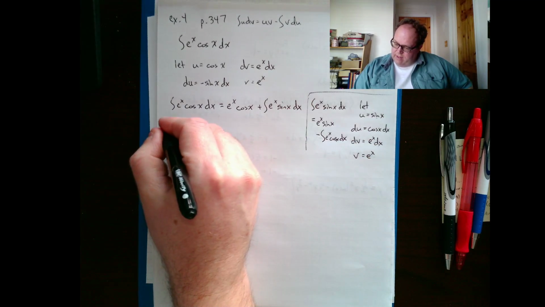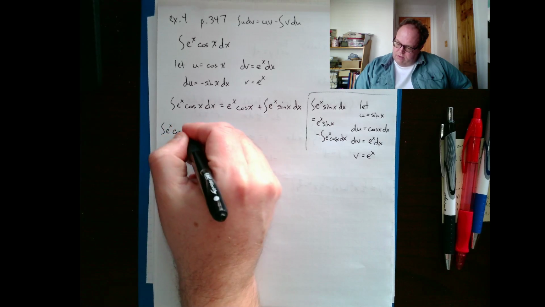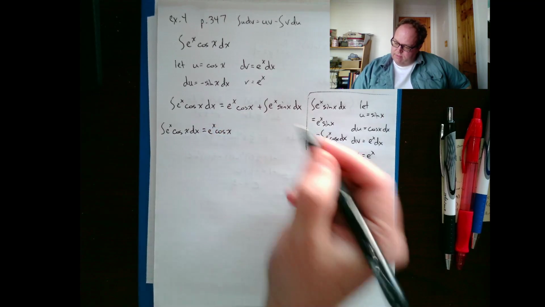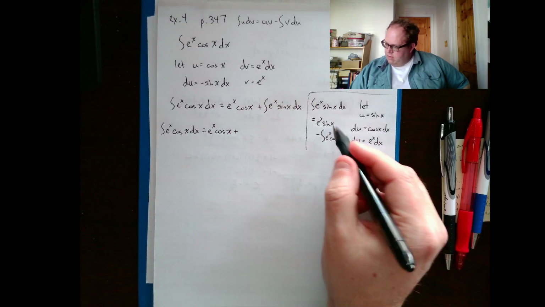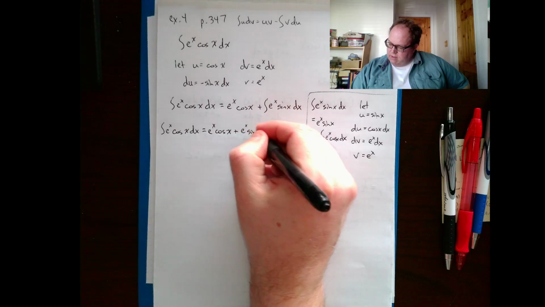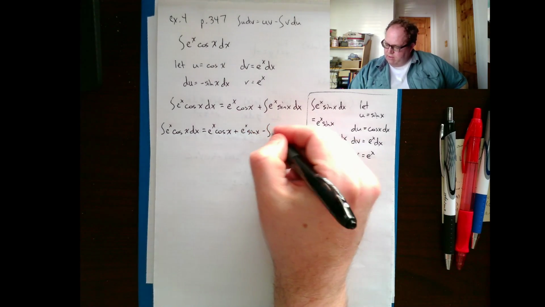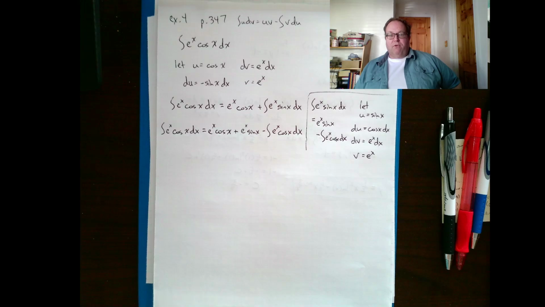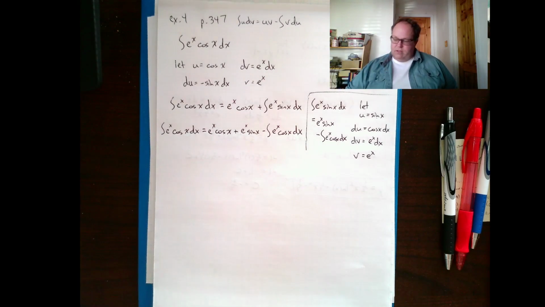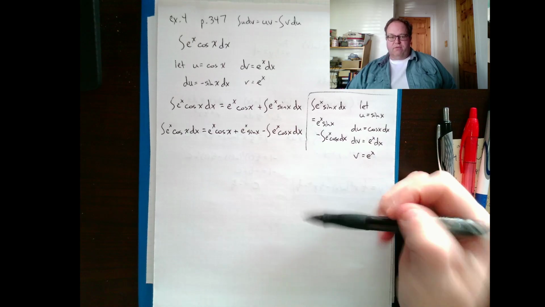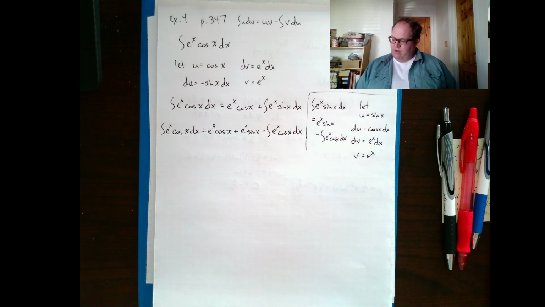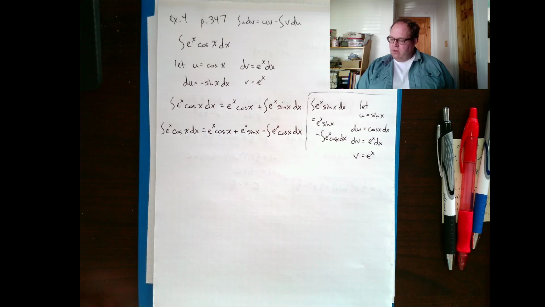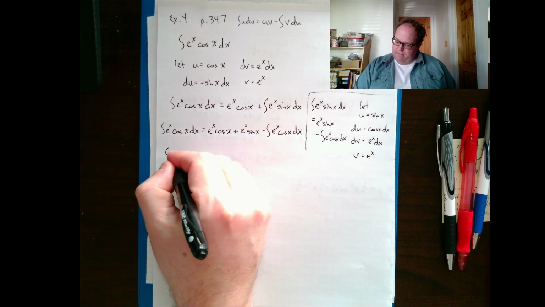So I can say that the integral of e to the x cos x dx equals e to the x cos x plus e to the x sine x minus the integral of e to the x cos x dx. And then before you get caught in this rolling stream of continuing to do this by parts forever till the end of time, you might notice that, hey, this integral looks a lot like this integral. What if I just add it over to the other side?